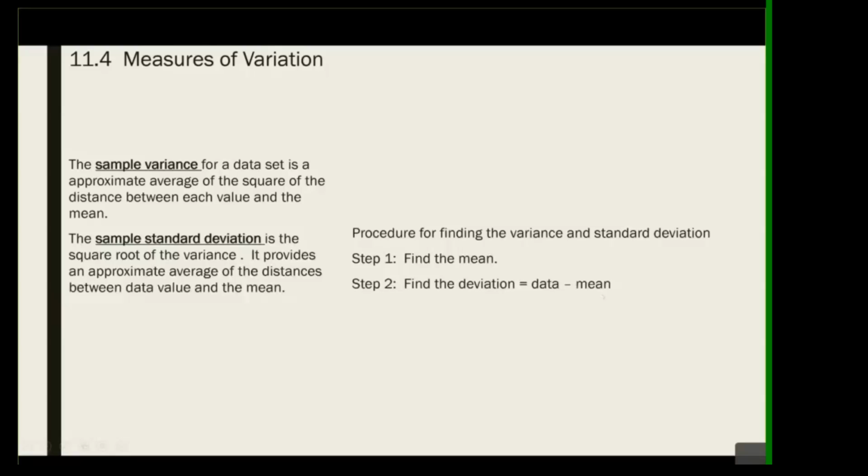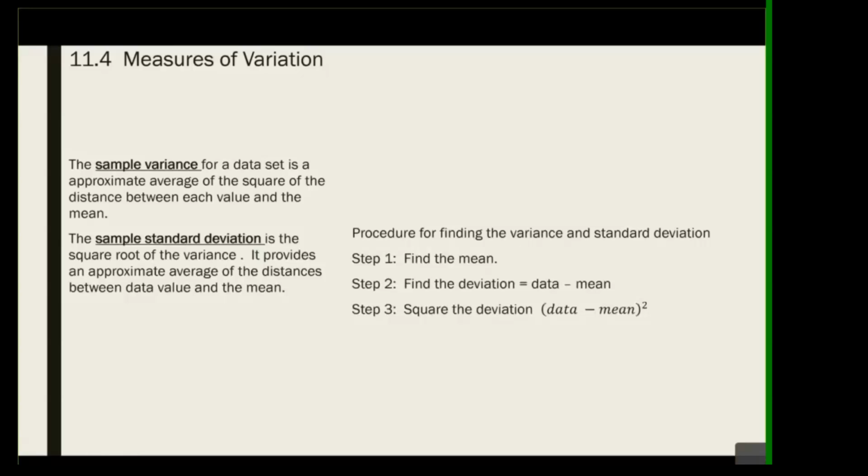And again, ladies and gentlemen, as you will see later in 11.5, 11.6, and 11.7, it is always the data minus the mean. It will never be the mean minus the data. It's whatever number you have, minus your mean. Once you find the deviation, the third step is to square the deviation. Whatever result you find in step 2, you take that number times itself. You square that number.